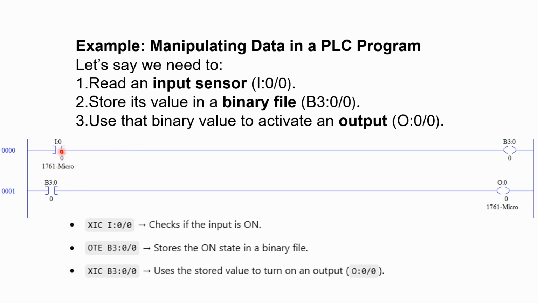You've got an input sensor here. This would be going to the binary file bit here in the coil, which, when this is energized, means this normally open contact would close, and then it would fire this output, energize the output. So you're checking to see if the input's on, storing the on state in a binary file bit, and then using that stored value to turn on an output. So pretty basic.